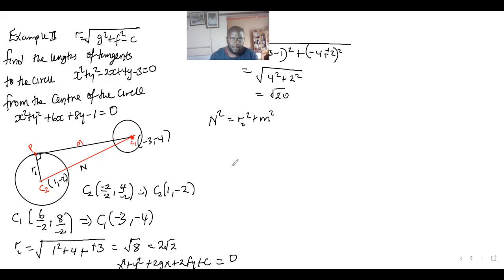Okay, thank you. So we are looking for M. M is going to be the square root of N squared minus R2 squared, which gives us what? 20 minus 8 under the root. And the answer is root of 12, which is equal to 2 root 3 units.